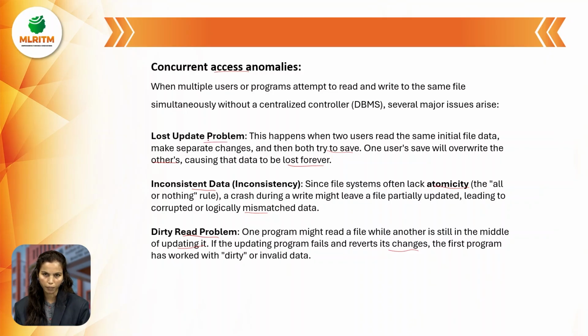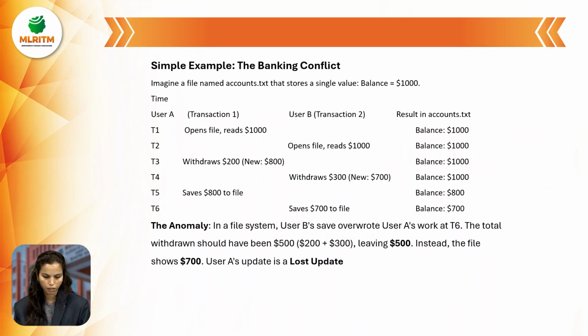First, let's see an example, then we get clear information regarding concurrent access anomalies. Here, see a simple example, the banking conflict. Imagine a file named accounts. This is a text file that stores a single value, the balance, that is $1,000. Here we have two users, user A and user B. Assume these are transaction 1 and transaction 2. This is the result in accounts.